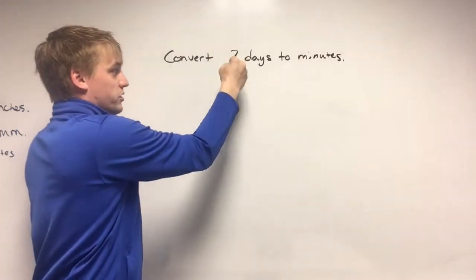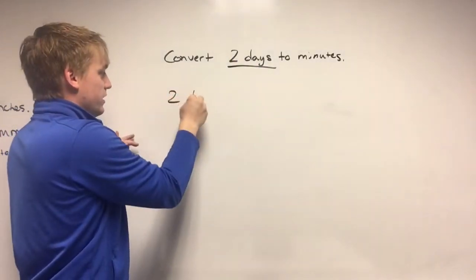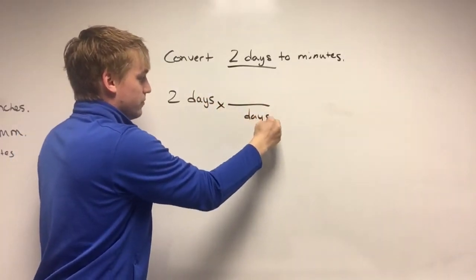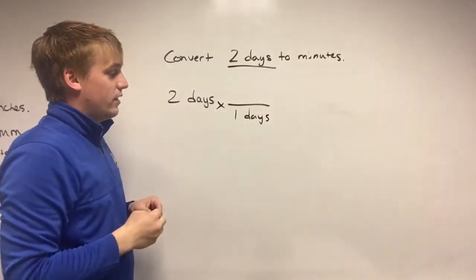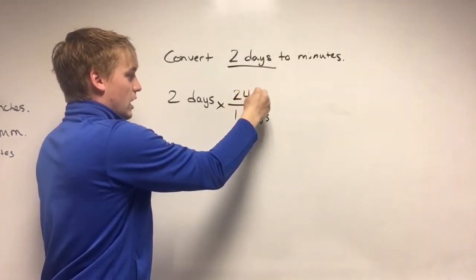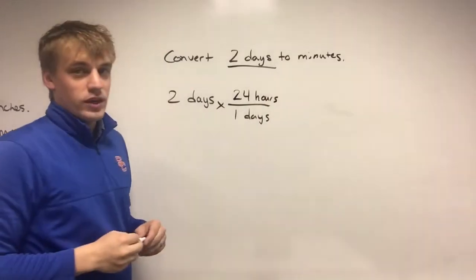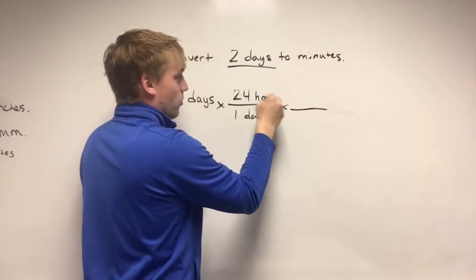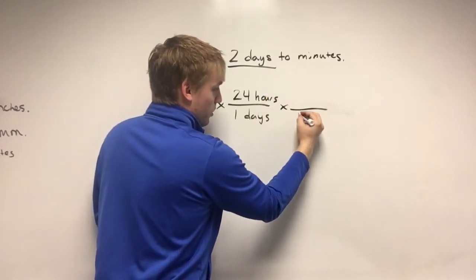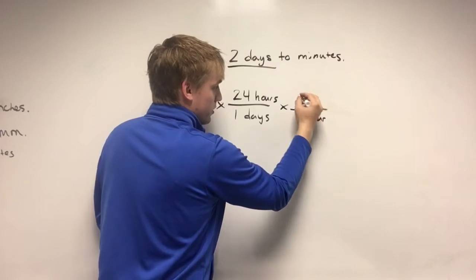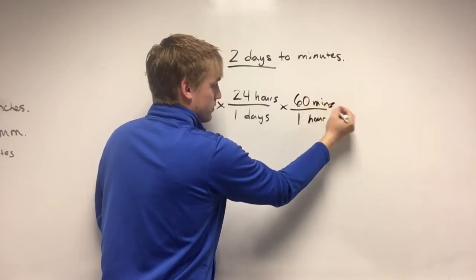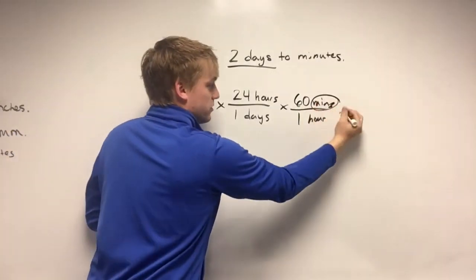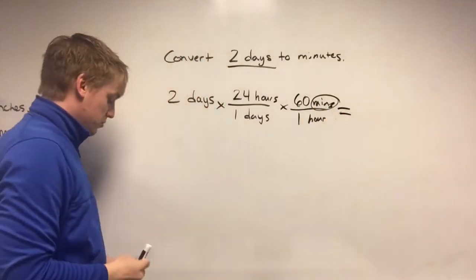So what do we start with? We start with what's given. We write 2 days times line. Days has to be in the bottom. In 1 day, there are 24 hours. Okay, I don't know how many minutes are in a day, so I have to use this conversion. Okay, I'm not quite to minutes yet. In 1 hour, there are 60 minutes. Now I'm to minutes. I can stop, and I can put an equal sign, and then I can multiply.